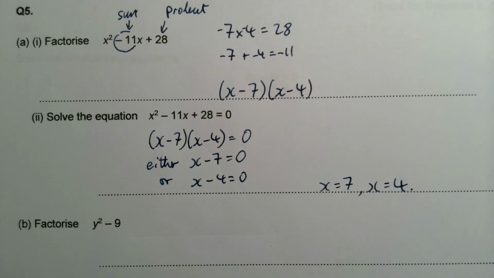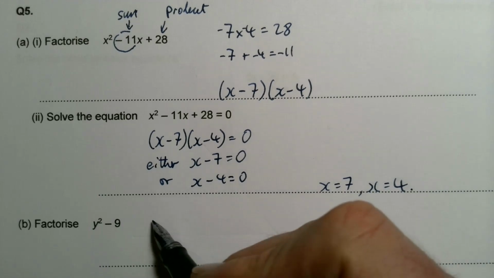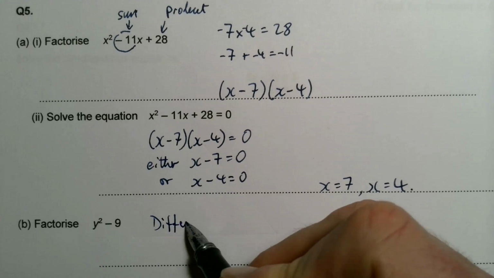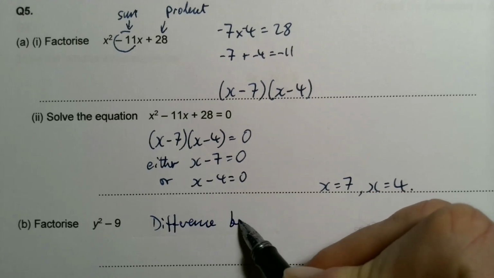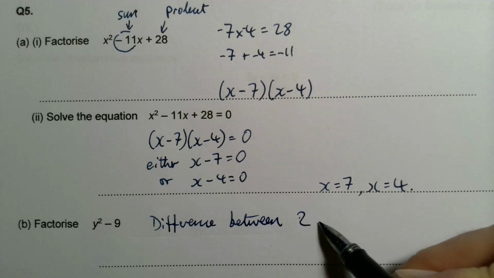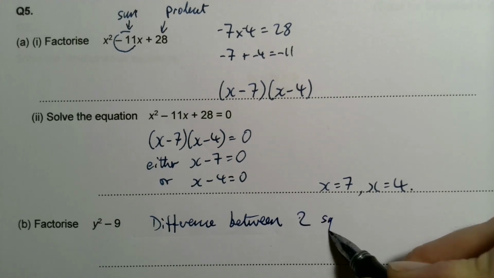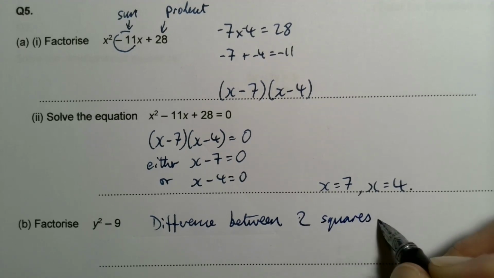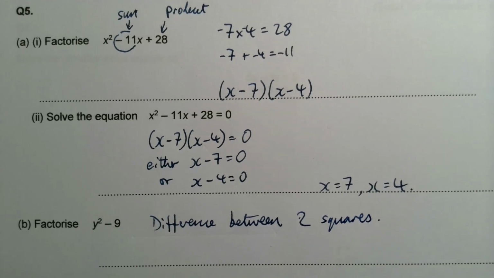This last one here for factorizing is a slightly special case. It's called the difference between two squares, and the reason it's called that is because y squared is a square of a kind, and 9 is a square number, and if you take one number from another, you find the difference between them.